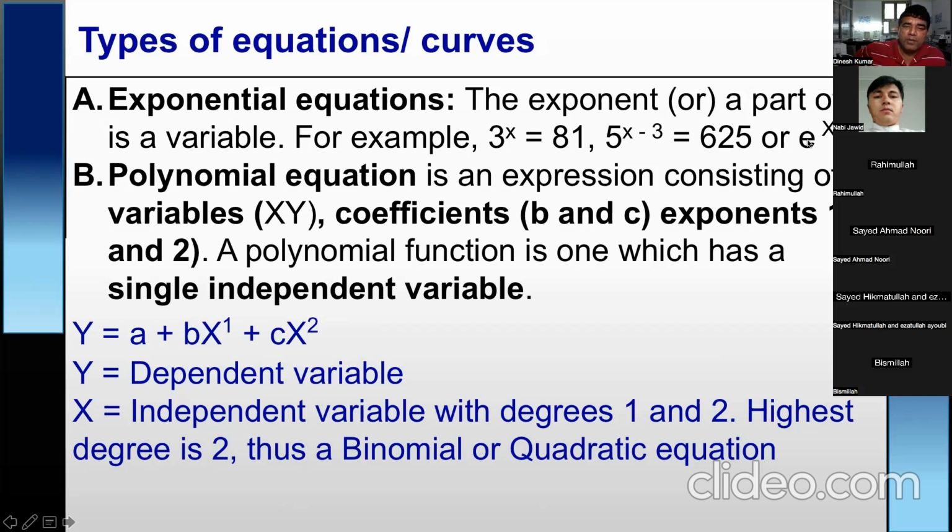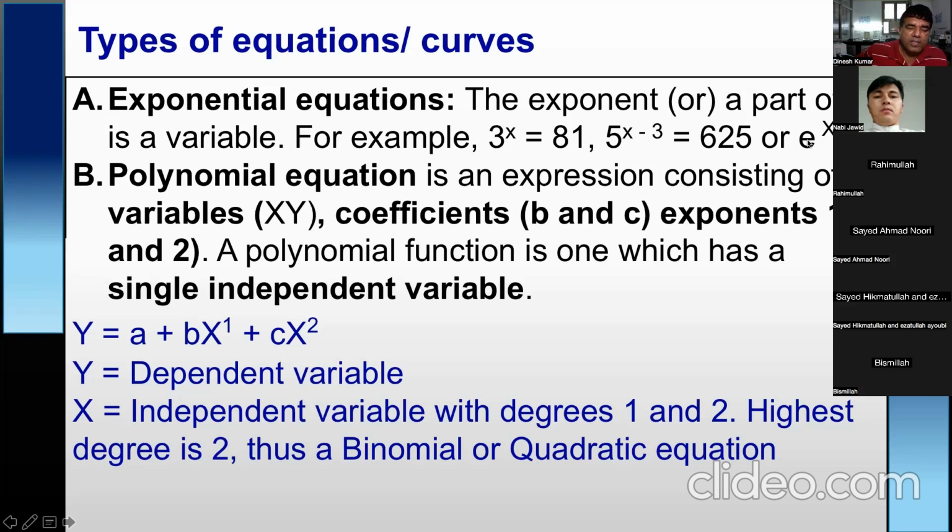And then a polynomial equation is an expression consisting of variables, maybe x, y, w, z, coefficients, here b and c, and exponents of 1 and 2, meaning powers 1, 2, 3, 4 of the variable. A polynomial function is one which has a single independent variable. Y is equal to a plus bx power 1 plus cx power 2. So this is a quadratic equation.